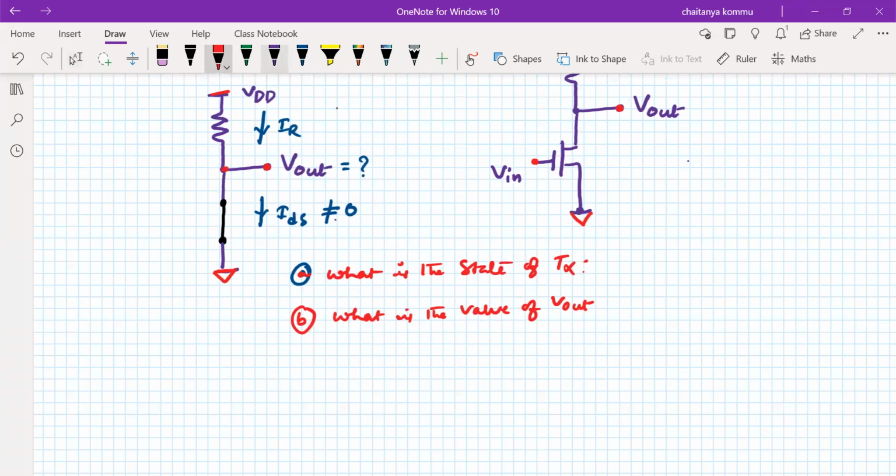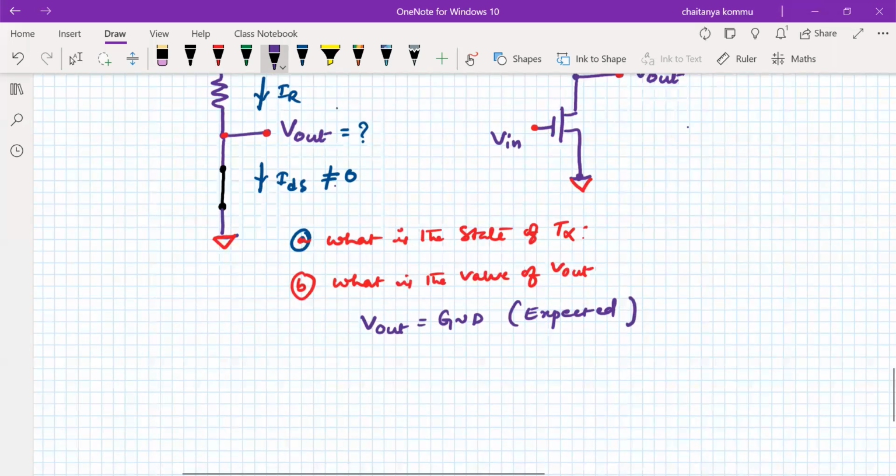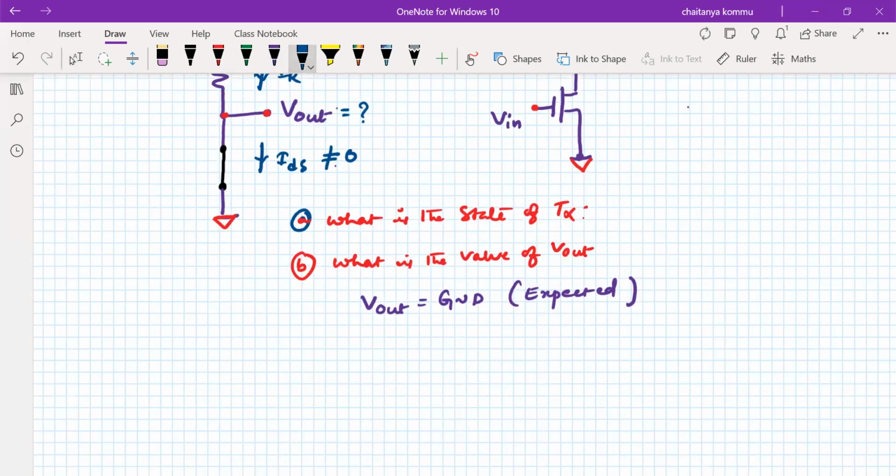We expected that Vout value is equal to ground. Expected. But it is not the ground value. Vout is not the ground value. It is the truth.